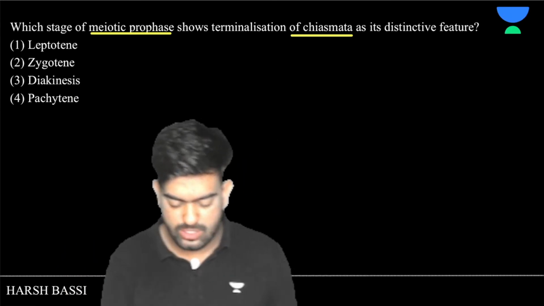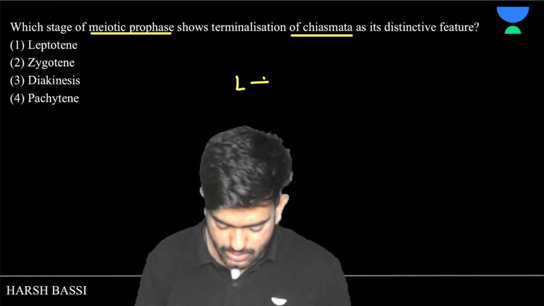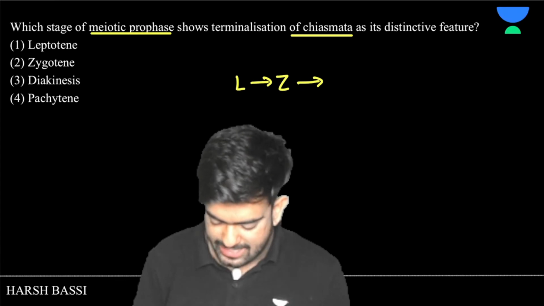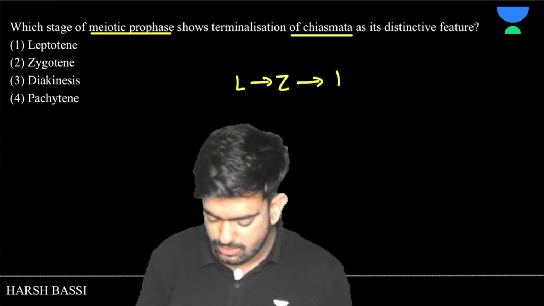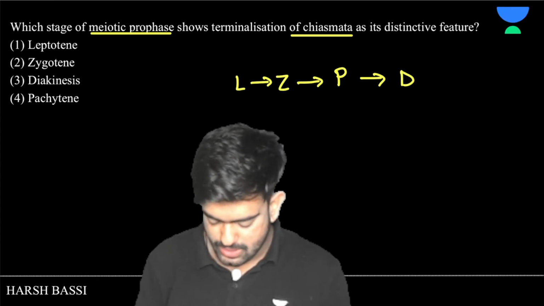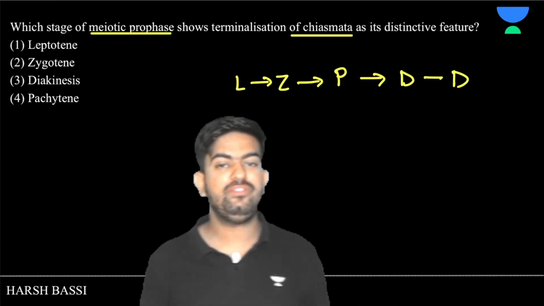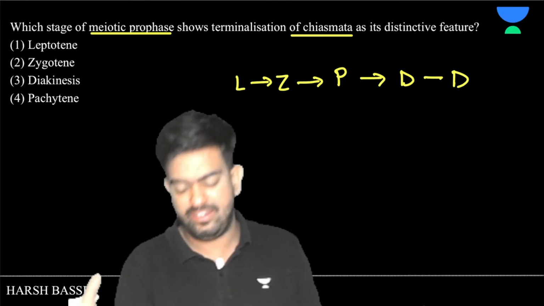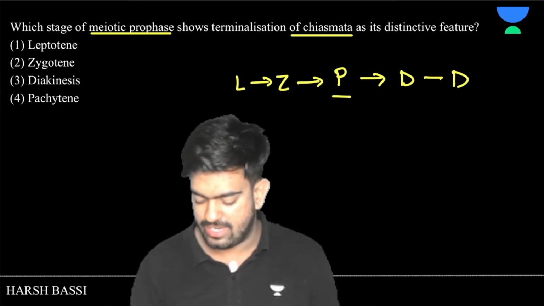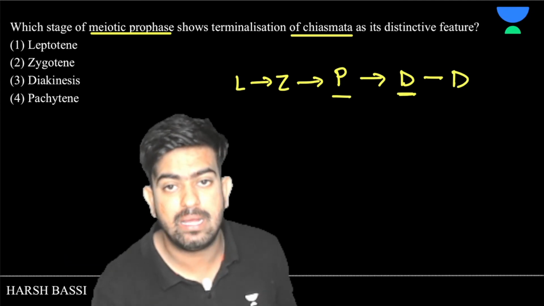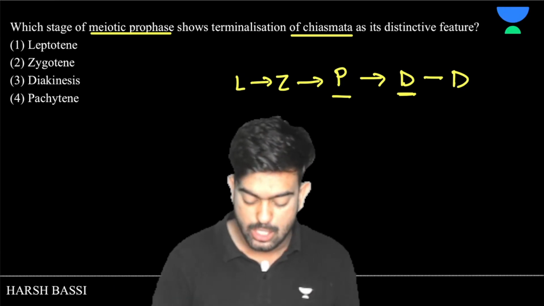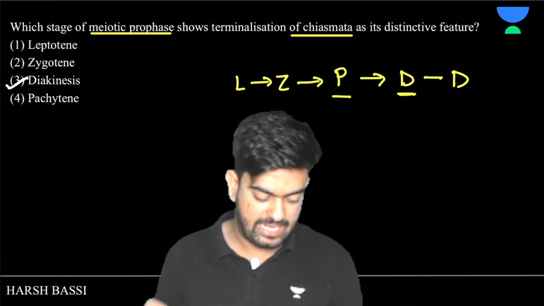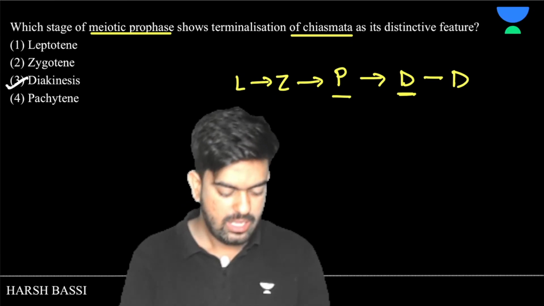So there were these stages: leptotene, zygotene, pachytene, diplotene and diakinesis. In leptotene we saw the thinnest chromosomes, in zygotene bivalents, in pachytene crossing over, and in diakinesis terminalization of chiasmata takes place. So our answer will be option number 3, which is diakinesis. Clear to everyone? That's great.